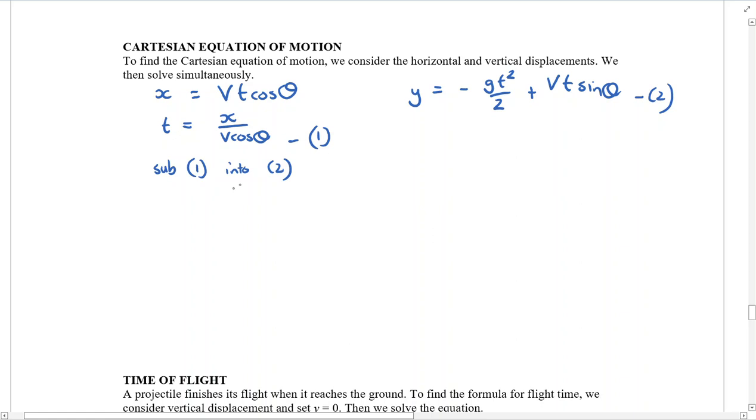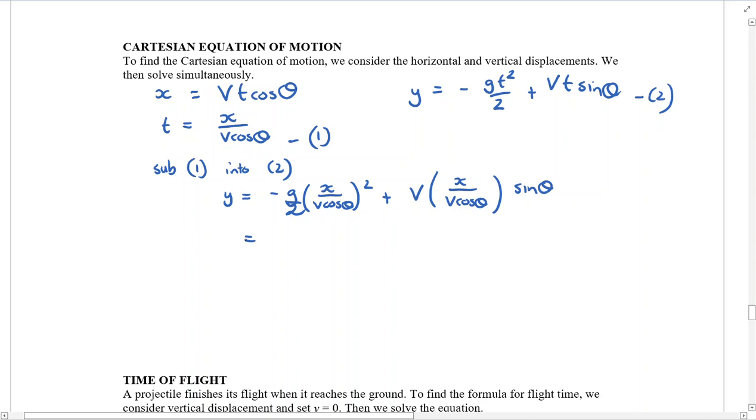So following equation 2, we have y equals minus g and t, which is x over v cos theta squared. So that's my gt squared over 2. I'm just going to put the g over 2 out the front of that other fraction, okay? Plus vt, replace the t with x over v cos theta sine theta. Okay, I've subbed it in. Let's do some simplifying.